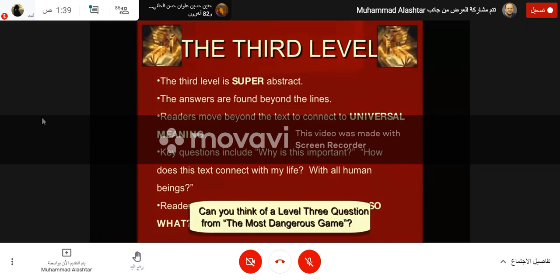Could you give us more examples about the third level? Of course. I'm not going to give you the same. I've just stated this. When you read beyond the lines, you need to come across new ideas. These ideas are not mentioned in the text.